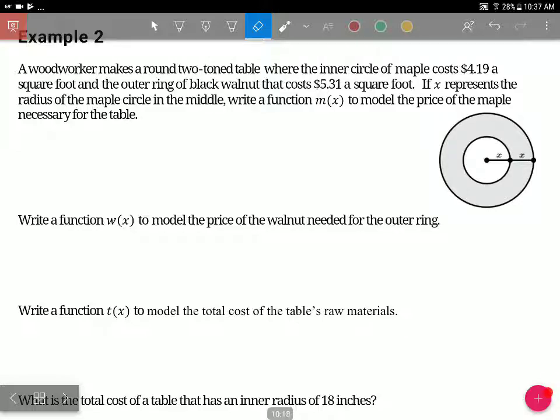A woodworker makes a two-toned table where the inner circle of maple costs $4.19 a square foot. So this one is $4.19 a square foot. All right, and the outer ring of black walnut is $5.31. So I'm going to go ahead and label those real quick. So this is walnut. This one is maple. If x represents the radius of the maple, okay, so x is the radius of the maple, write a function to model the price of the maple. Okay, so we want the price of the maple.